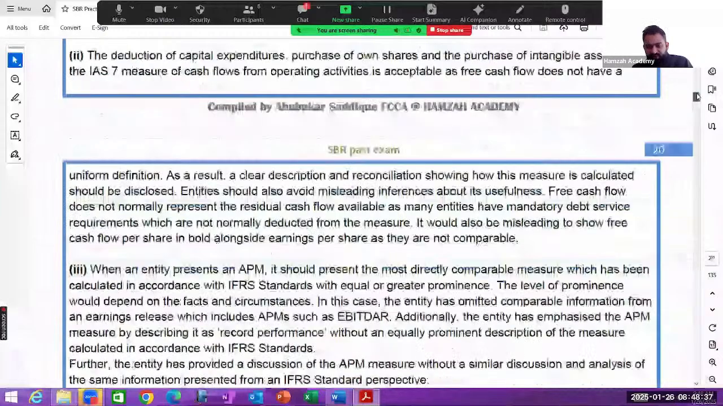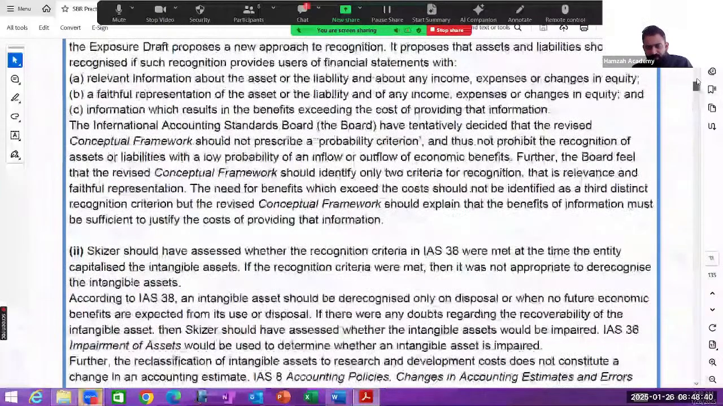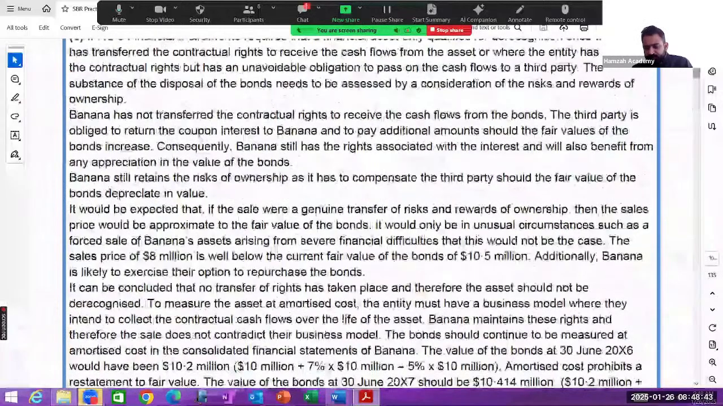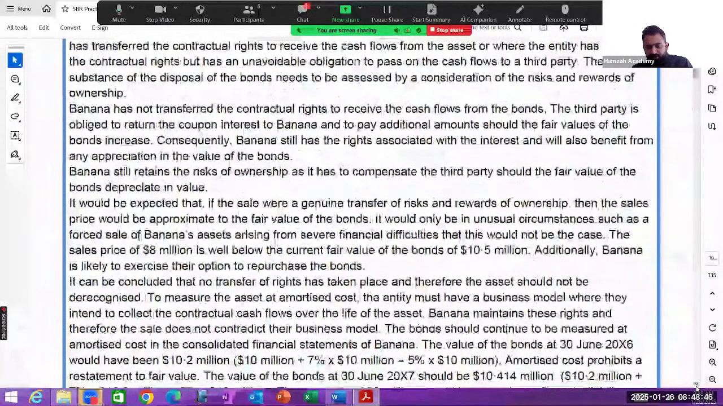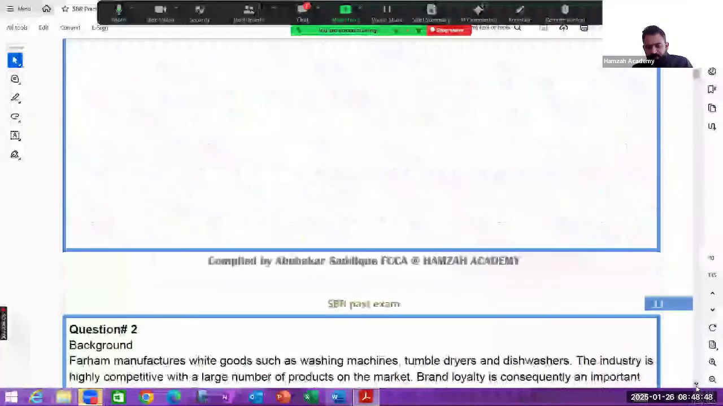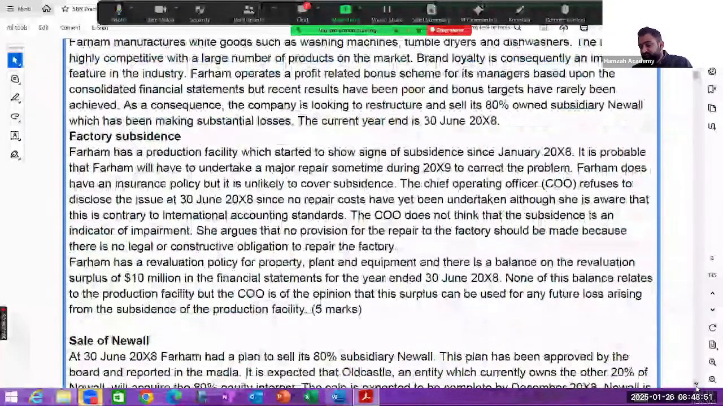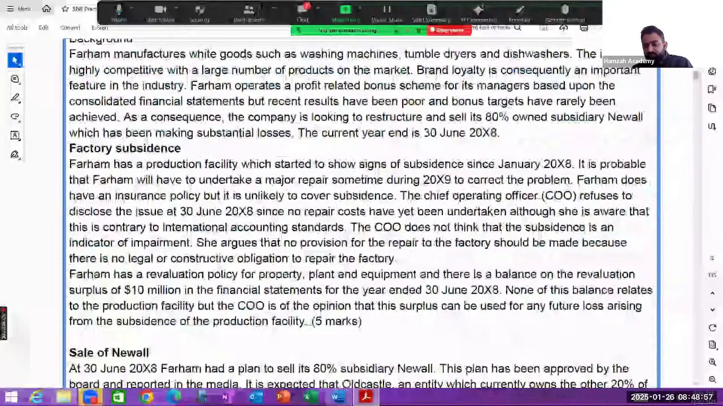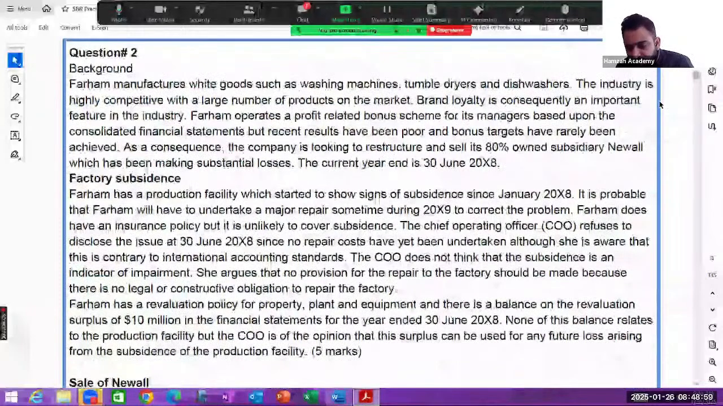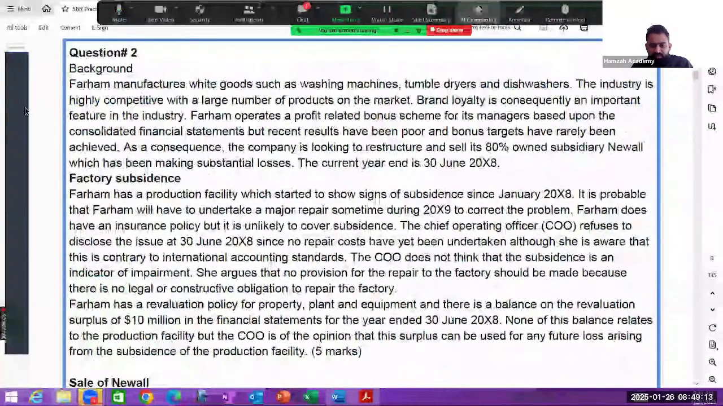So now another case study, and that case study will be covering the combination of multiple accounting standards, including IAS 37 and IFRS 5. And that is question number 2 from the December 18 attempt. You have the question on your screen. So first of all, kindly read the background. Read this area.